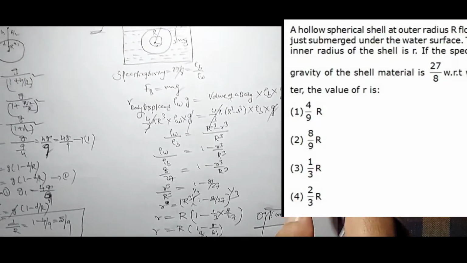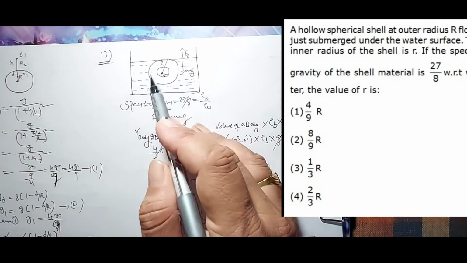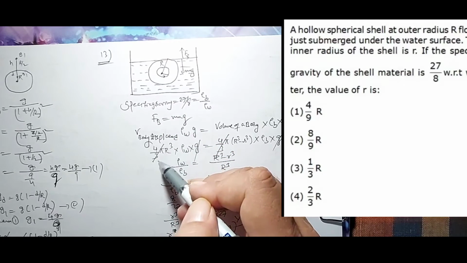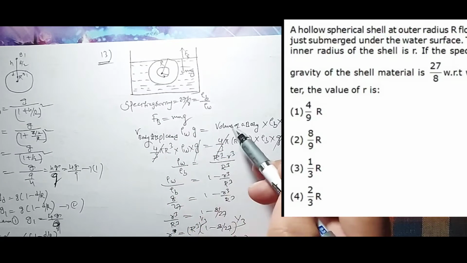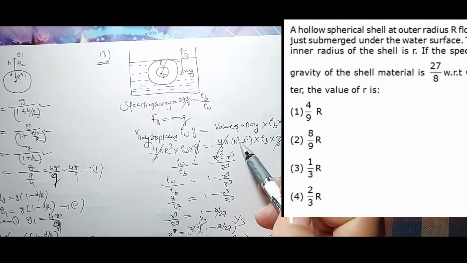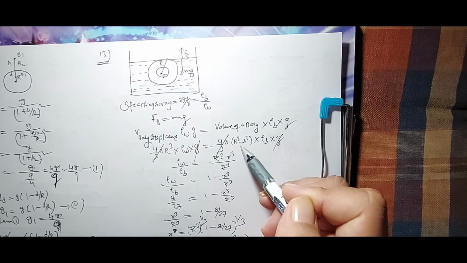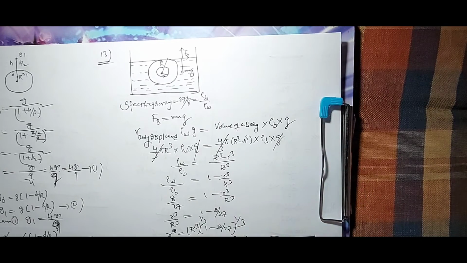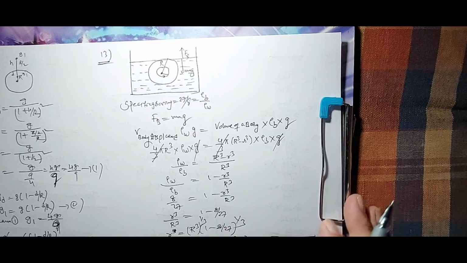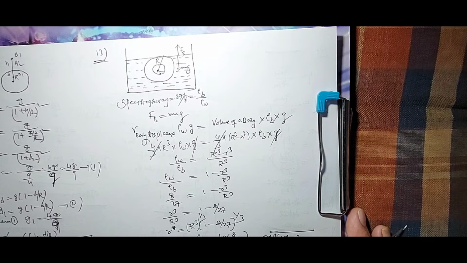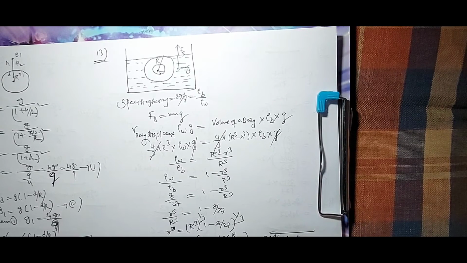So whenever the complete volume of the spherical body is displaced, we write the volume of the body displaced is 4 by 3 pi R cube. Now how can you find out the volume of the spherical body? That is the formula, 4 by 3 pi into R cube minus small r cube, outer volume minus inner volume, into density of the body into g. So this is the 13th problem.